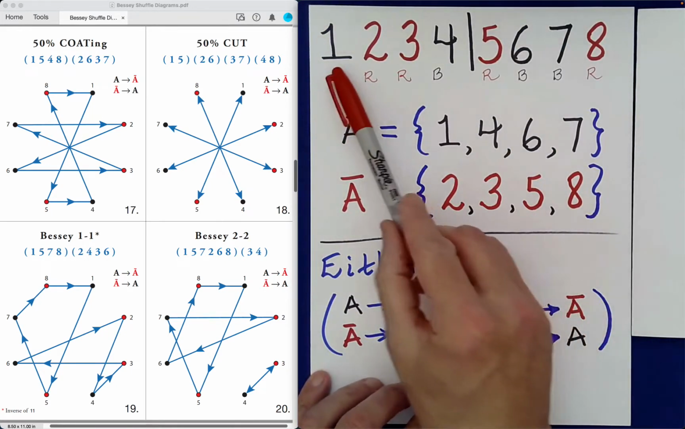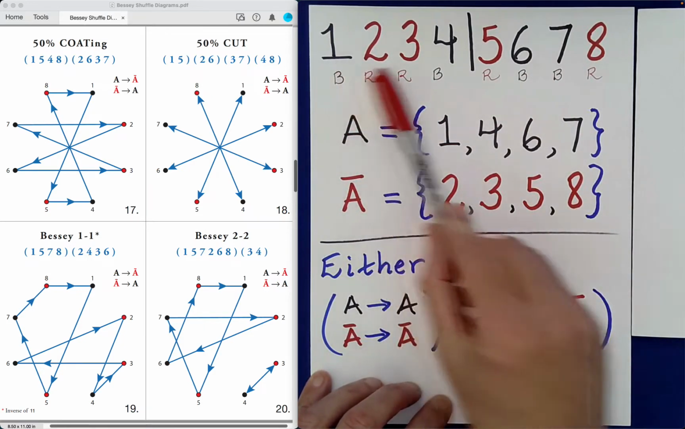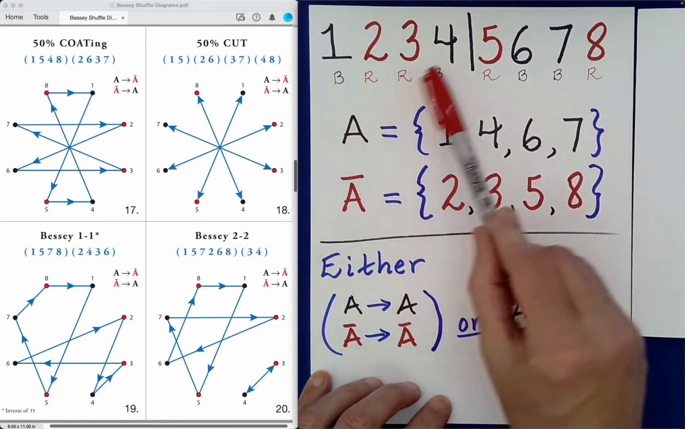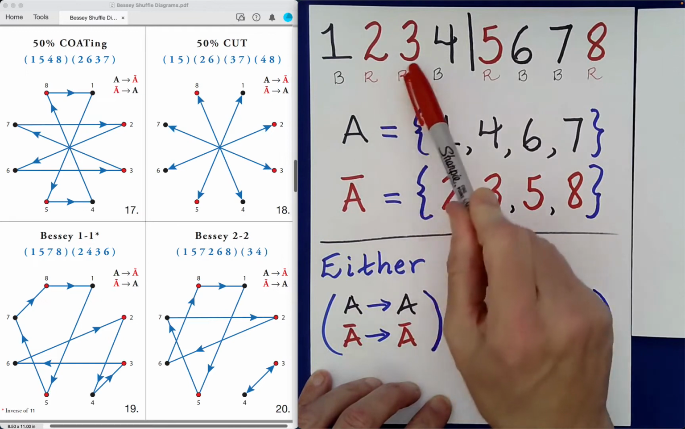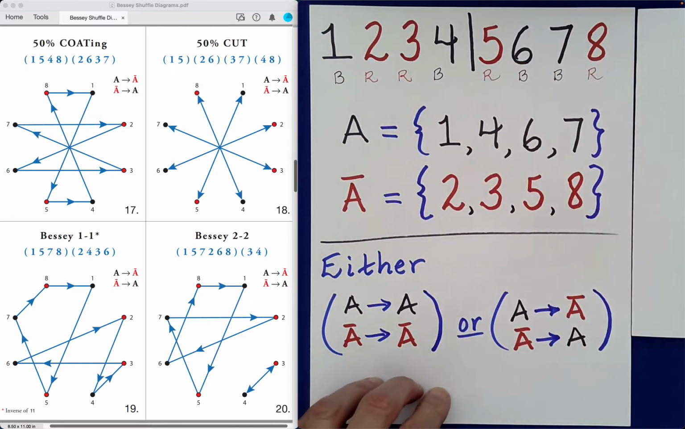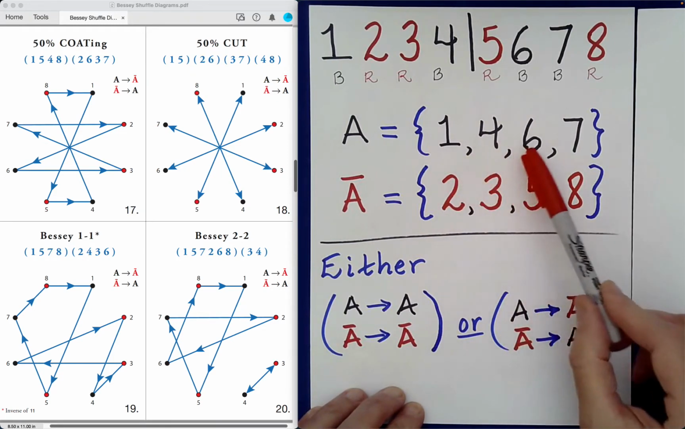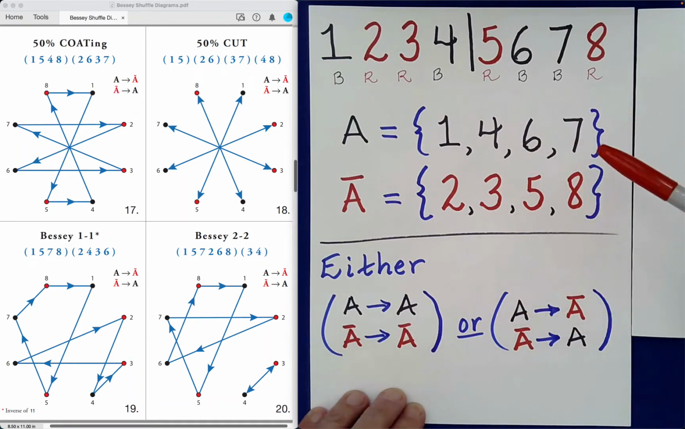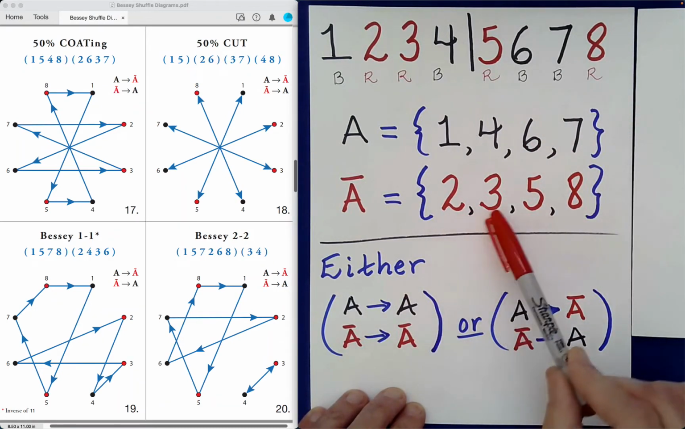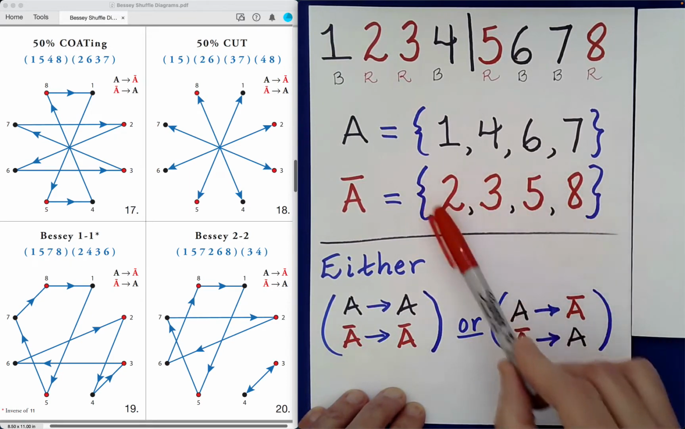Also recall that the 8 digits 1 through 8 are color-coded as follows. The digits 1, 4, 6, 7 are color-coded black, and the digits 2, 3, 5, 8 are color-coded red. We do this to help us keep track of the movement of these two sets of position values for the cards. If the cards in positions 1, 4, 6, 7 stay in those positions after performing a shuffle, this means that the cards in positions 2, 3, 5, 8 will stay within those position values.